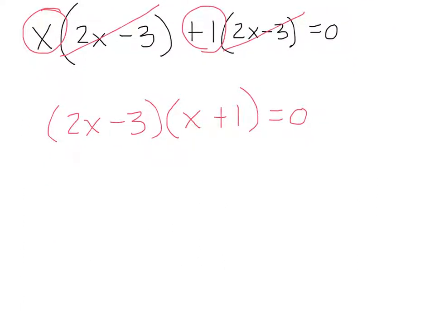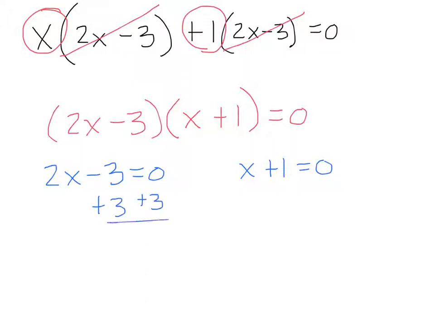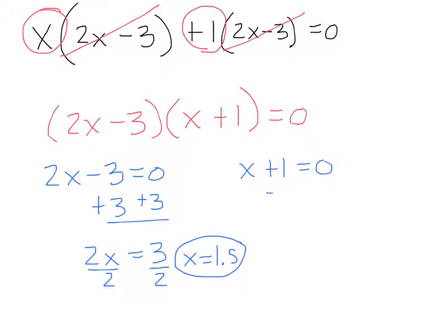Now all that's left is to solve it. So I have this and this set equal to 0. So to solve it, I need to write 2x minus 3 equals 0, and x plus 1 equals 0. And here I'll add 3 on both sides. So I've got 2x equals 3. And then I'll divide by 2 on both sides, so x equals 1.5. Here I'll subtract 1 on both sides, so I have x equals negative 1. And so those are my two solutions, and I found those two solutions by factoring.